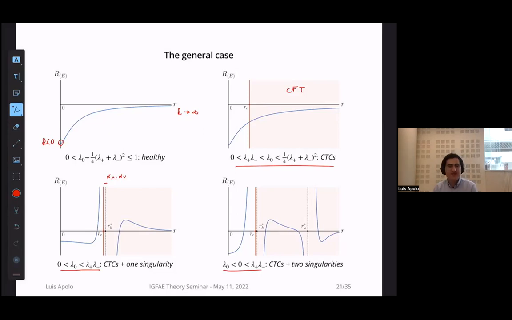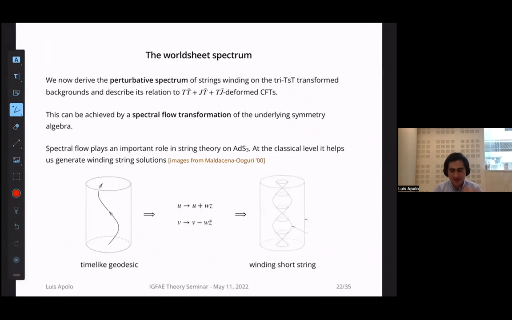Okay, so everything that I have discussed so far are just hints that these backgrounds and TSD transformations indeed have something to do with TTbar and JTbar deformed CFTs. So what I'm going to do now is provide 2 pieces of evidence for the correspondence. One will be perturbative, the other one will be non-perturbative. The perturbative one comes from looking at the spectrum of strings winding on this background. And so the way we're going to derive the spectrum is by spectral flow transformation.